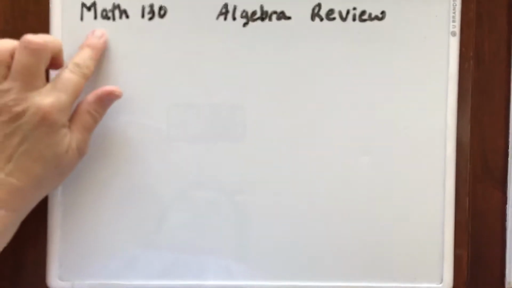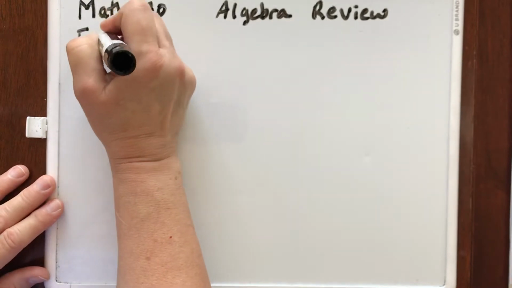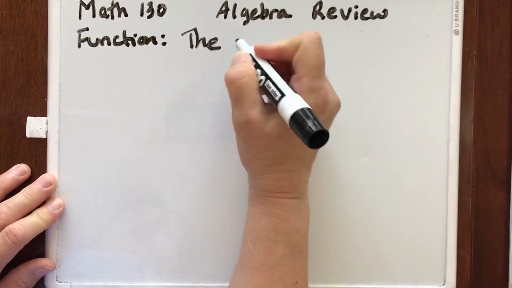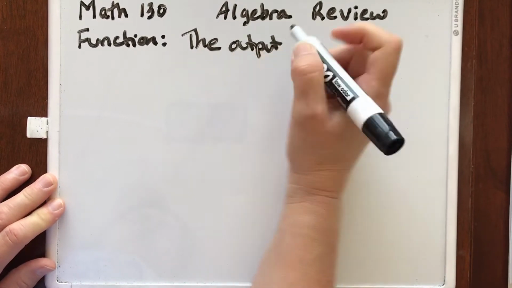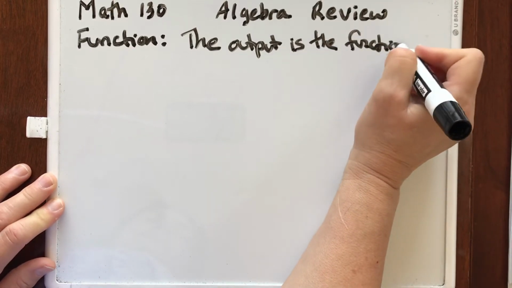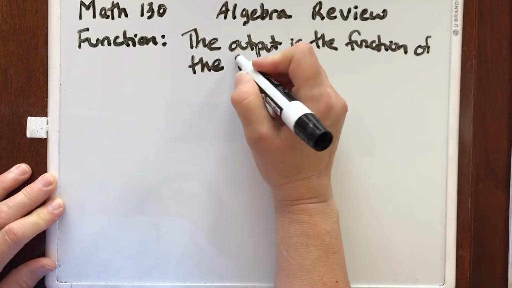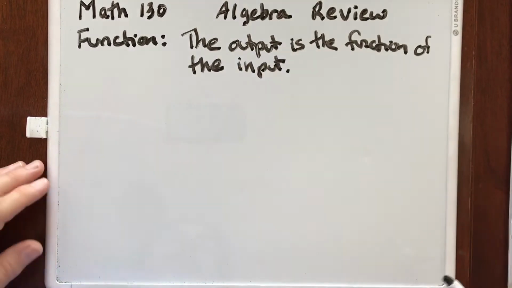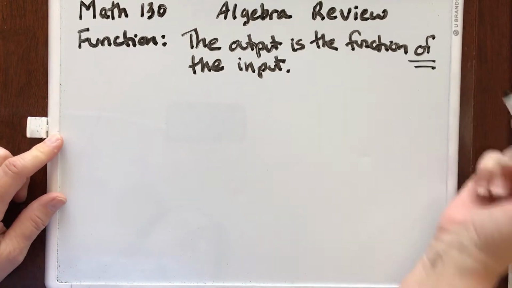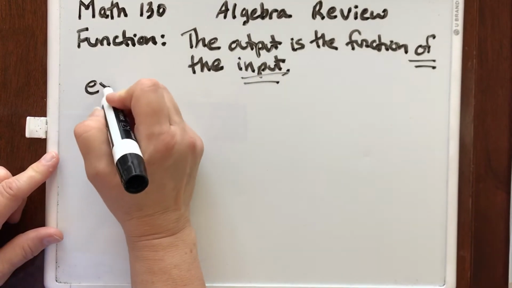We're going to do a little mini lecture here of algebra review. First thing we're going to look at is a function. If you recall, the definition of a function is the output is the function of the input. The output is the function of the input. So remember, after you see these words "of" comes the input. Okay, let's give an example.